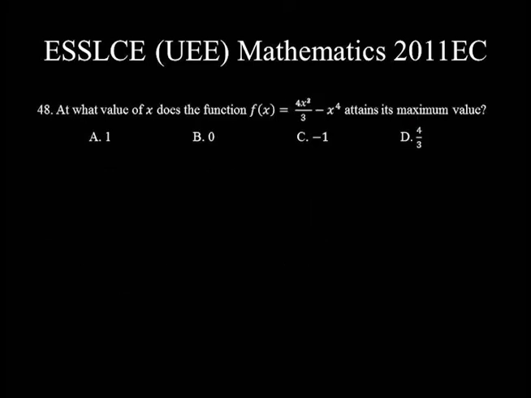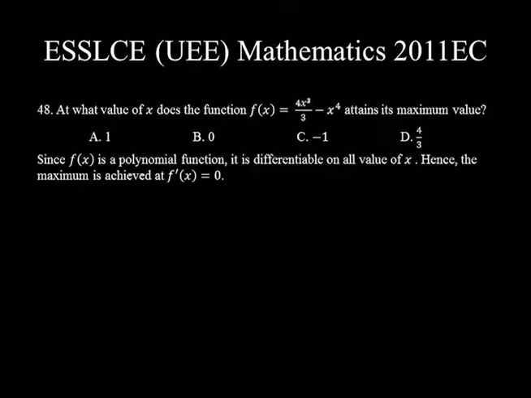Question number 48. At what value of x does the function f of x is equal to 4x cubed over 3 minus x to the power of 4 attain its maximum value? Since f of x is a polynomial function, it's differentiable on all values of x. Hence, the maximum is achieved at f derivative of x is equal to 0. So let's determine f derivative of x.